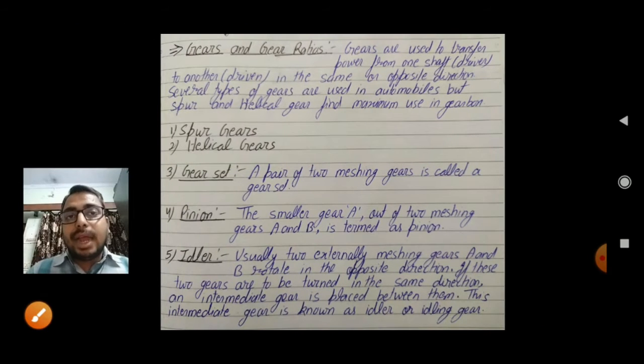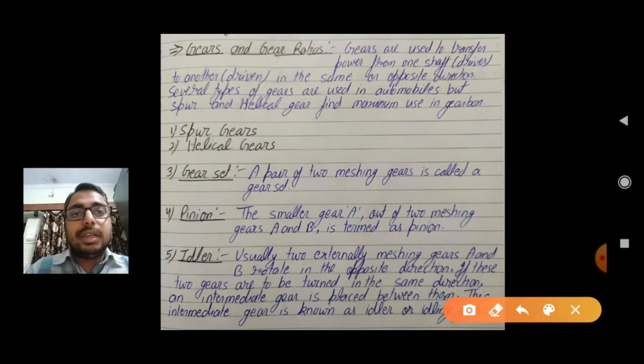Further, next is the idler. The idler is a very important thing, and you generally use this type of idler gear in our reverse gear arrangement. Basically, two externally meshing gears A and B rotate in opposite directions. If these two gears are to be turned in the same direction, an intermediate gear is placed between them. This intermediate gear is known as the idling gear.